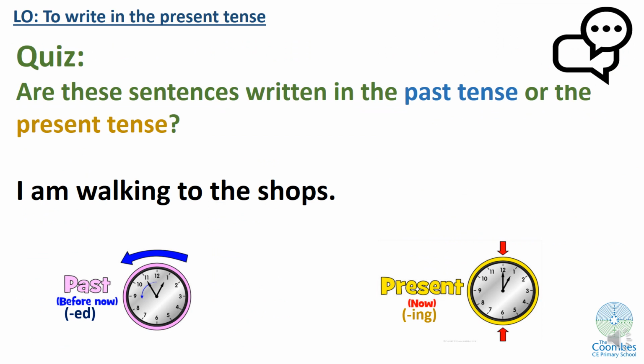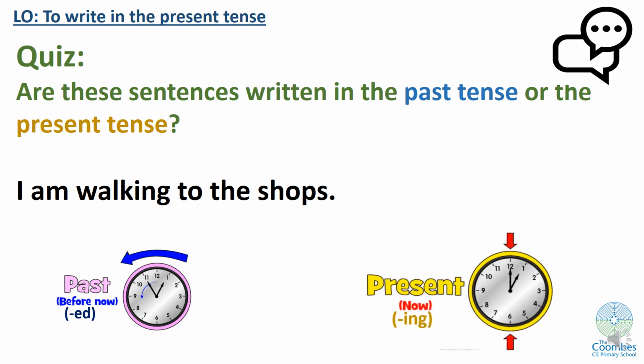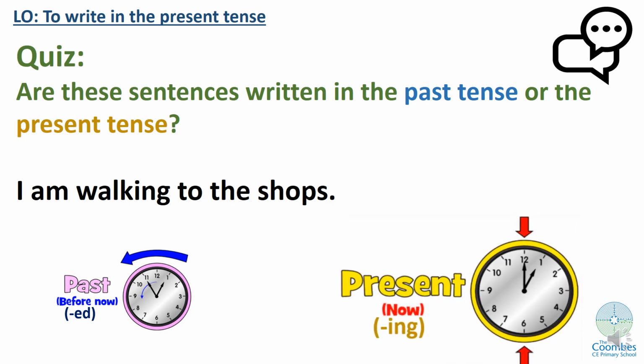Just a quick quiz then to see if you have really understood the difference between past tense and present tense in your sentences. So I'm going to read a sentence that's in black, and I want you to decide if it's a past tense sentence, if it's happened before now, or if it's a present tense sentence, if it's happening now. And all you need to do is just shout the answer at the screen. So the sentence, I am walking to the shops. Is it past tense or is it present tense? It is present tense. It is happening now, and we've got the ing suffix there to help us.